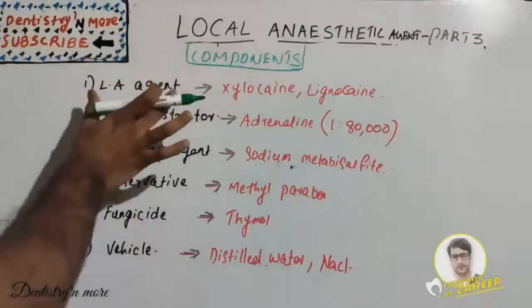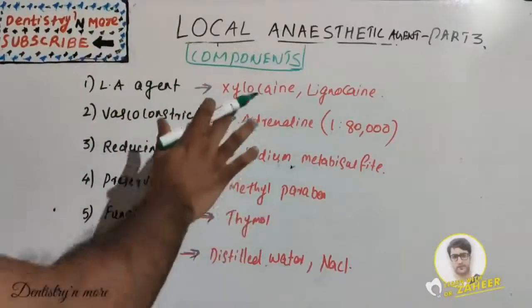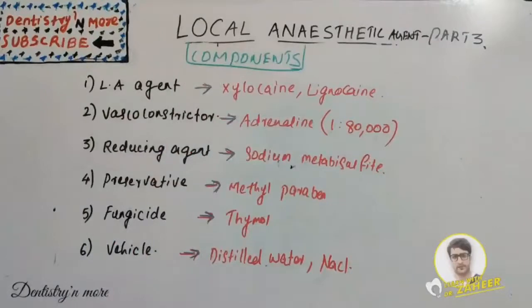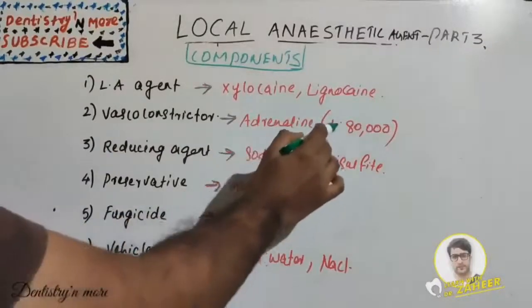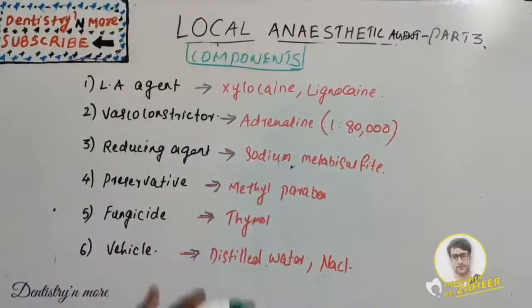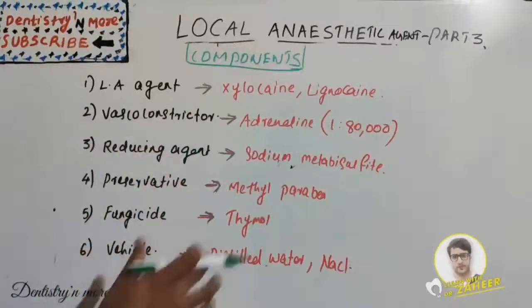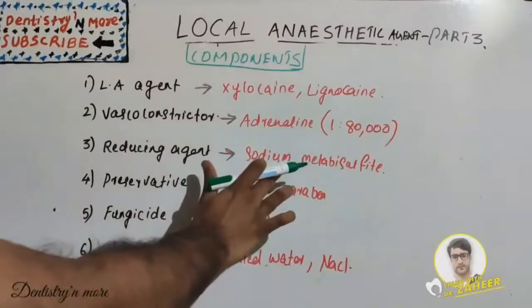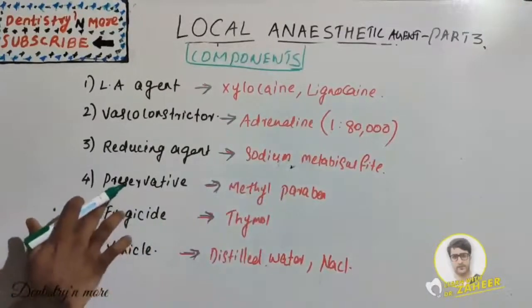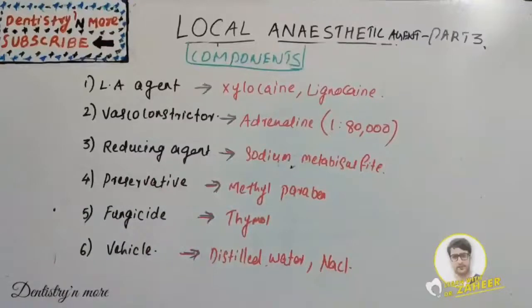So we have the basic local anesthetic agent, which can be xylocaine or lignocaine. The second one is the vasoconstrictor, commonly adrenaline, in the dilution of 1:80,000. The third one is the reducing agent, the product used being sodium metabisulfite, and the preservative is methyl paraben. Then the fungicide is thymol, and the vehicle can be either distilled water or sodium chloride.